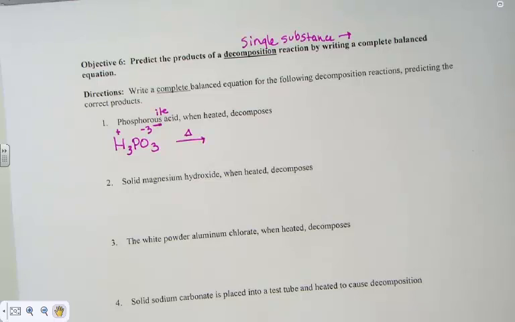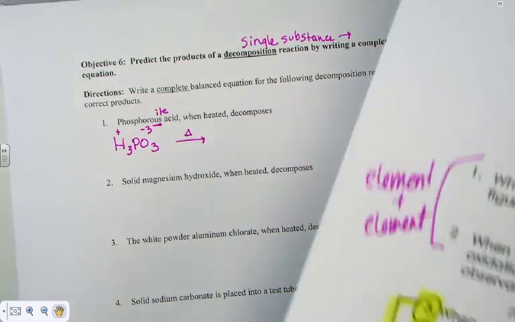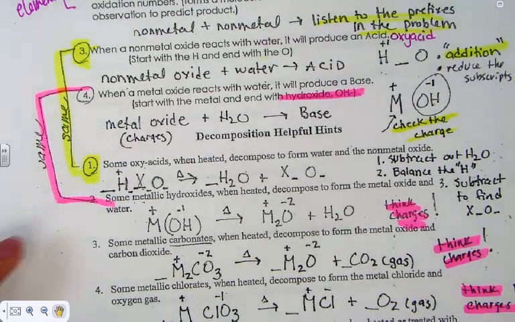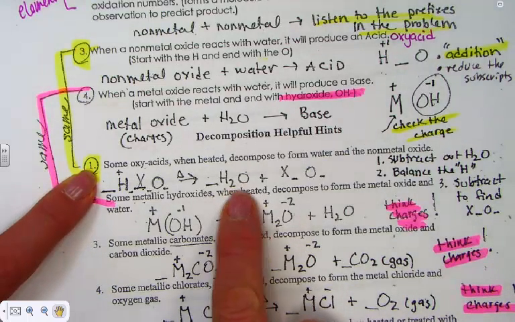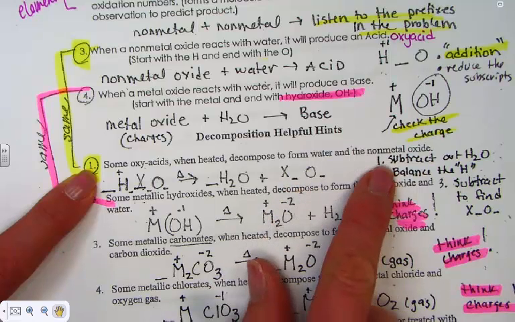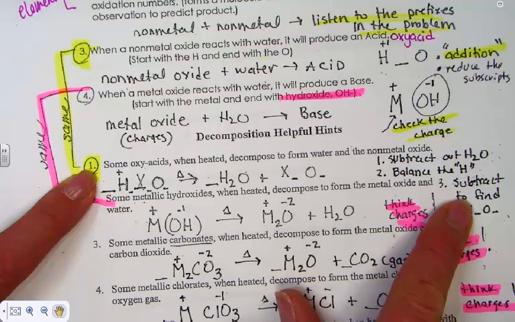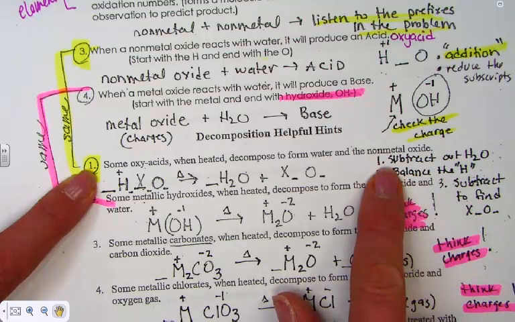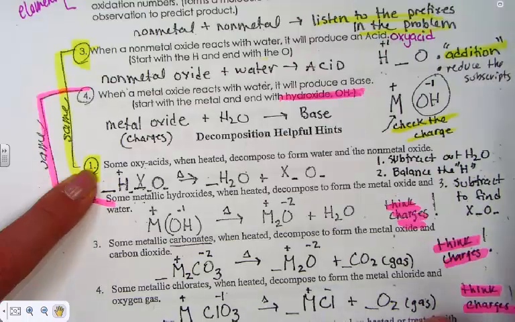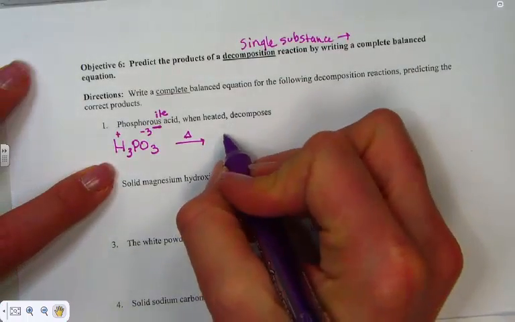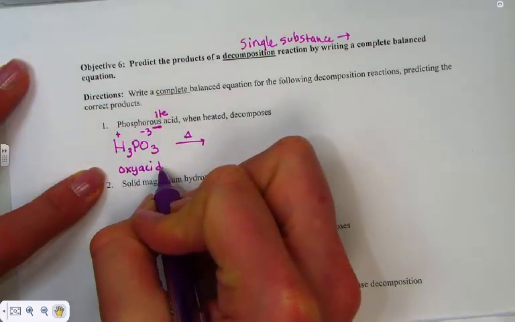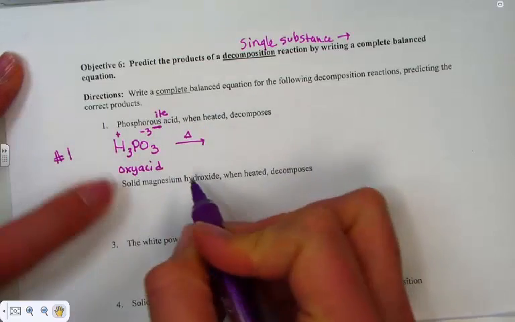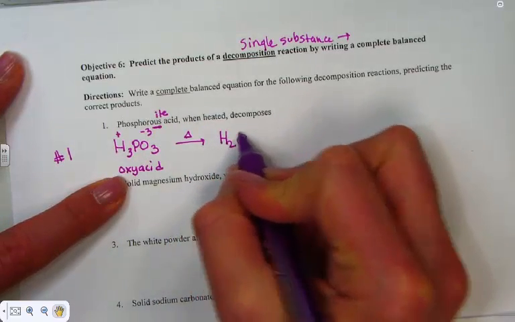What helpful hint is going to help us in predicting how this oxyacid is going to decompose? My eyes go right here to number 1. When oxyacids are heated, they decompose to form water and the nonmetal oxide. There are 3 steps in predicting how to break down an oxyacid. Step number 1, subtract the water. Let's do that first. When I break down an oxyacid, that's the kind of compound this is, H3PO3, using helpful hint 1. Step 1, remove the water.